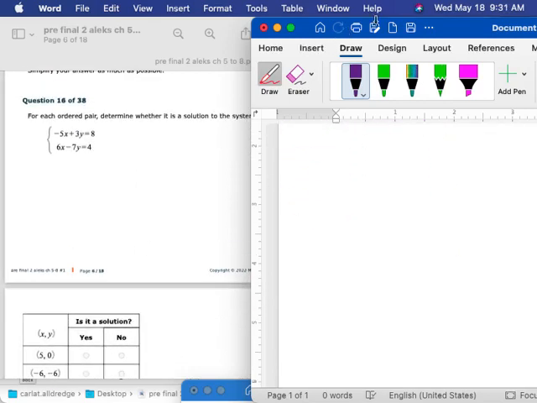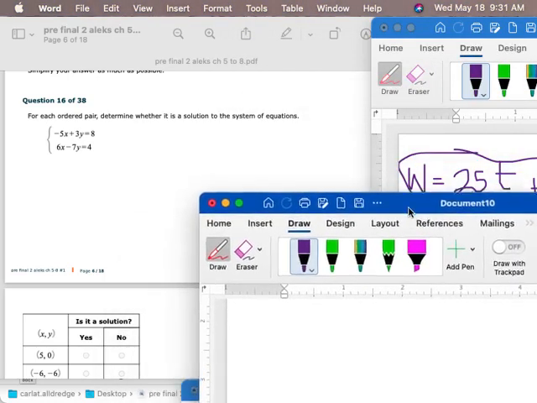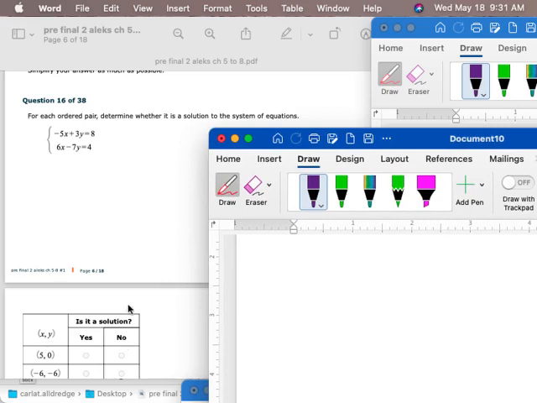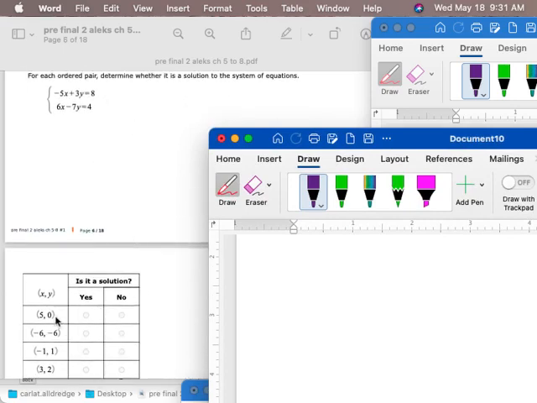Now, for each ordered pair, determine whether it is a solution of the system. Okay, we have the ordered pairs down here. Is (5, 0) a solution of the system? We have to plug it into both of the equations. We plug in a 5 and we get negative 25 plus 0. That doesn't work, so (5, 0) is a no.